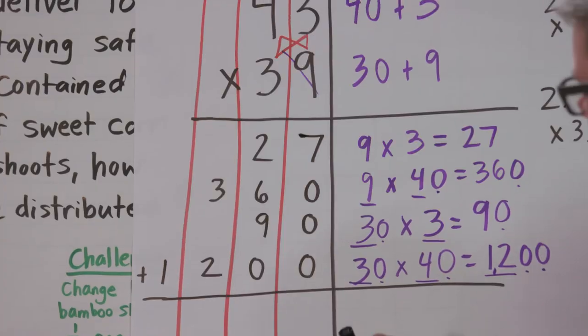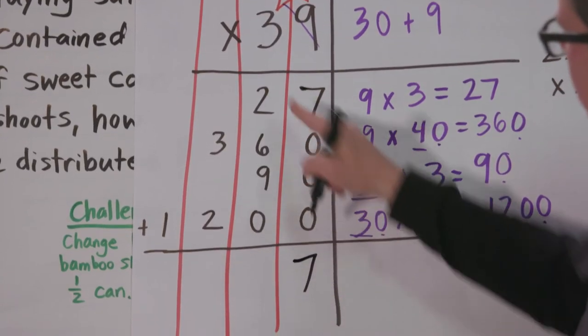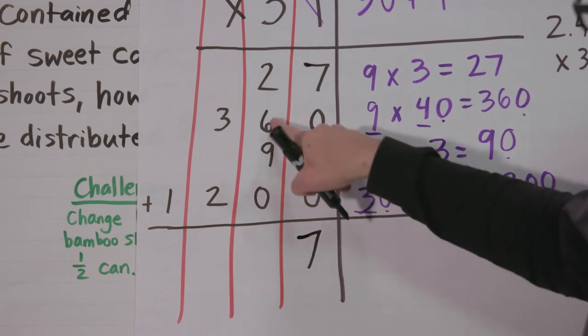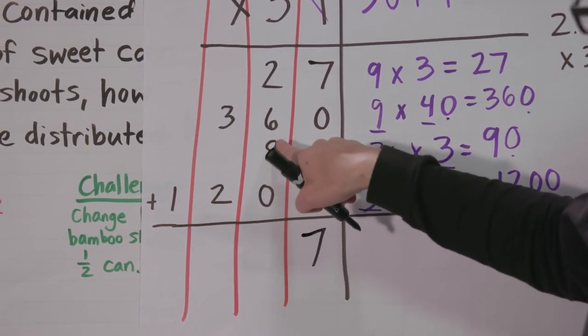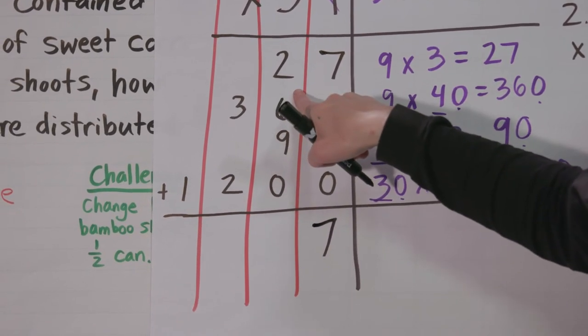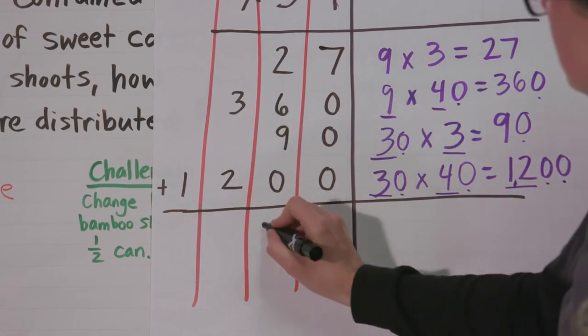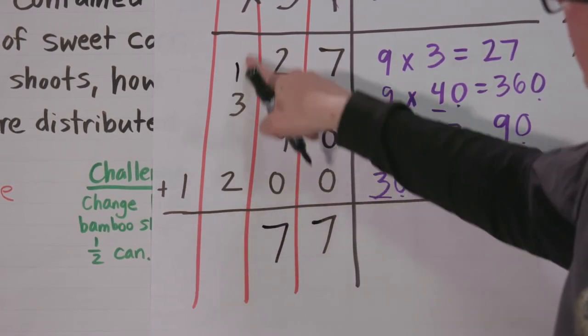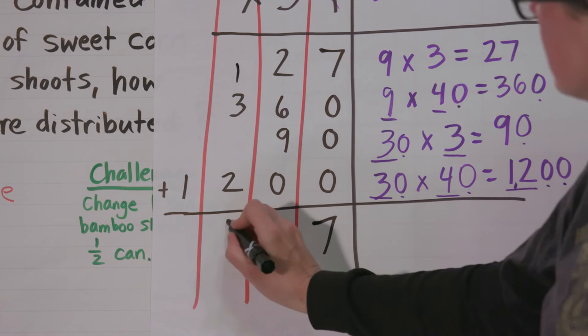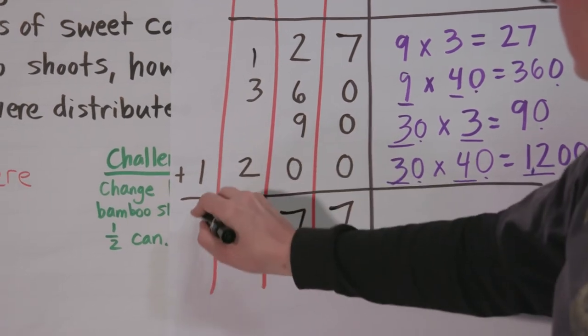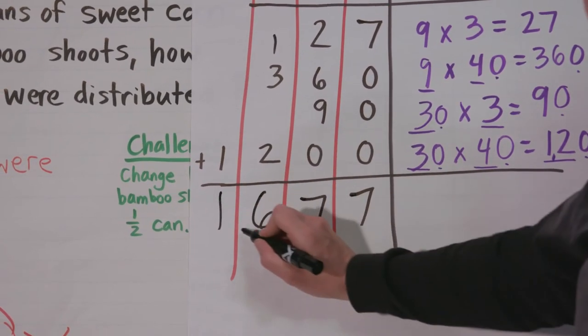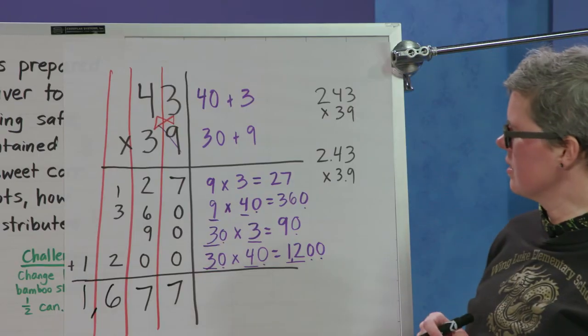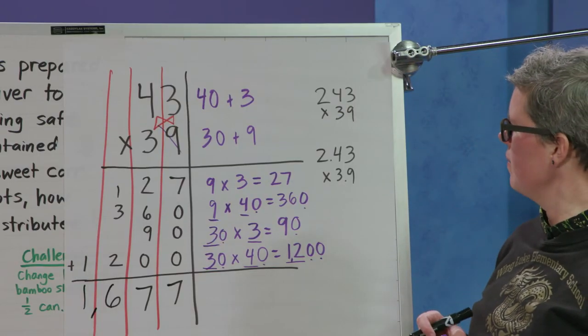So 7 plus 0 plus 0 plus 0 is 7. 2 plus 6 is 8 plus 9. I'm going to think of that as 9 plus 8. Take 1 from the 8 to make 10, 17. 1 plus 3 is 4, plus 2 is 6. And then I have my 1 here, 1, 2, 3, comma, 1,677, okay?